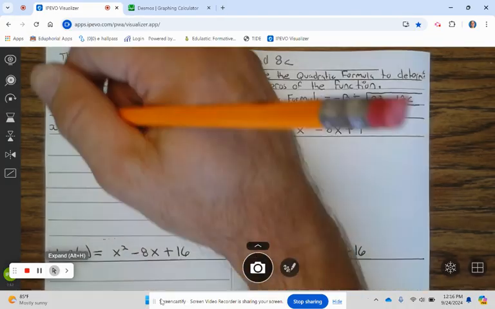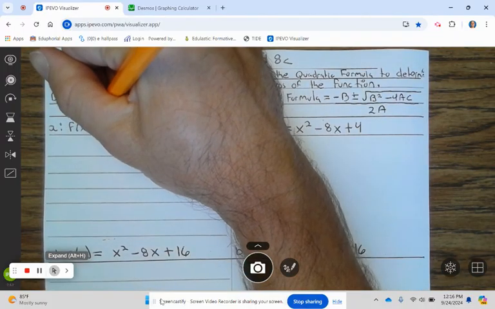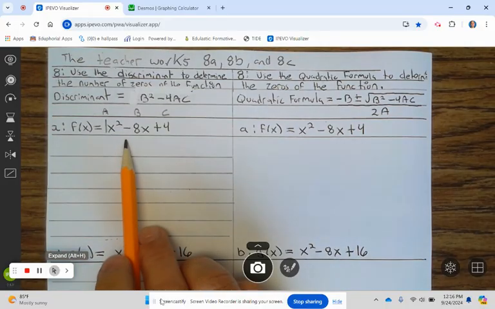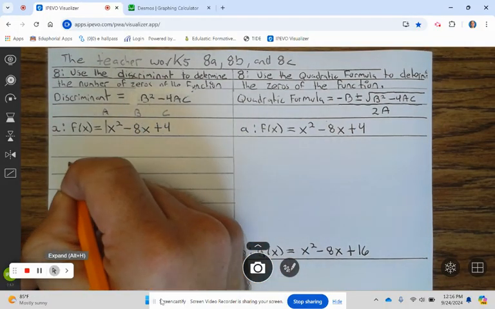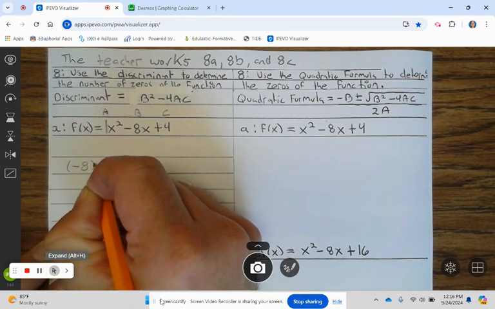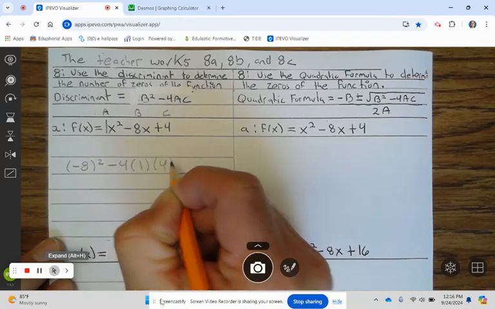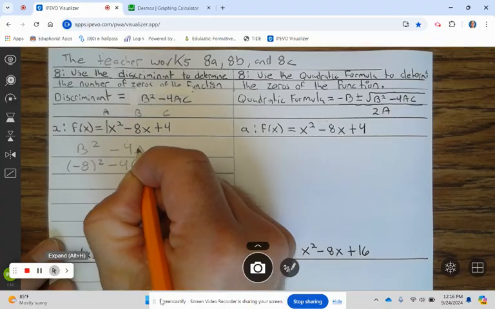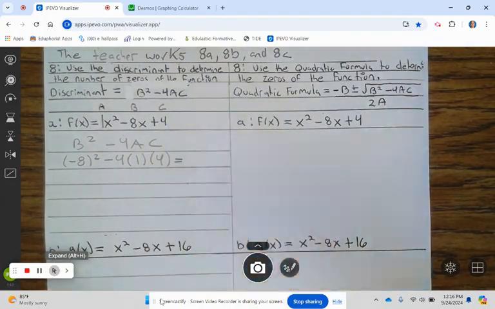Alright, so first off, we need to label a, b, and c. So this is a, this is b, and this is c. And we're going to plug those numbers into this formula right here, okay? So then that's negative 8 squared minus 4 times 1 times 4. Okay, we plug that into the formula b squared minus 4ac. Alright, now we can use Desmos to get that calculation.